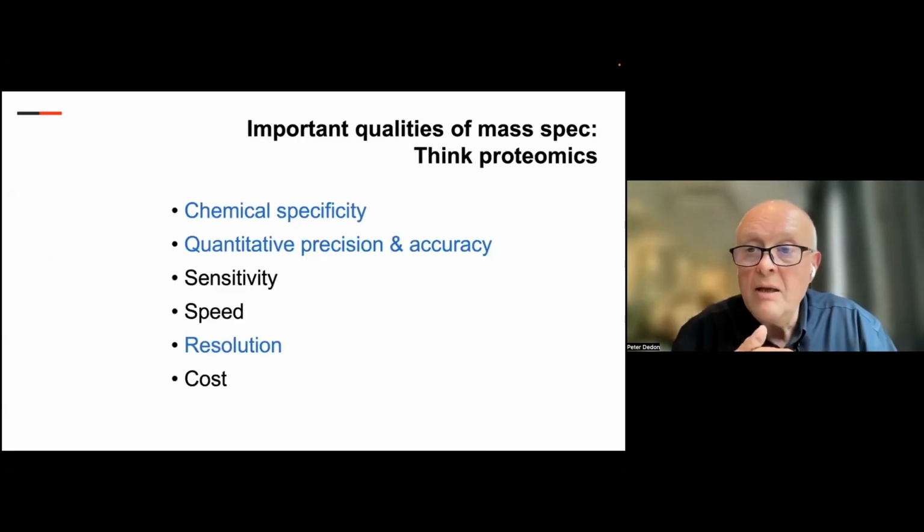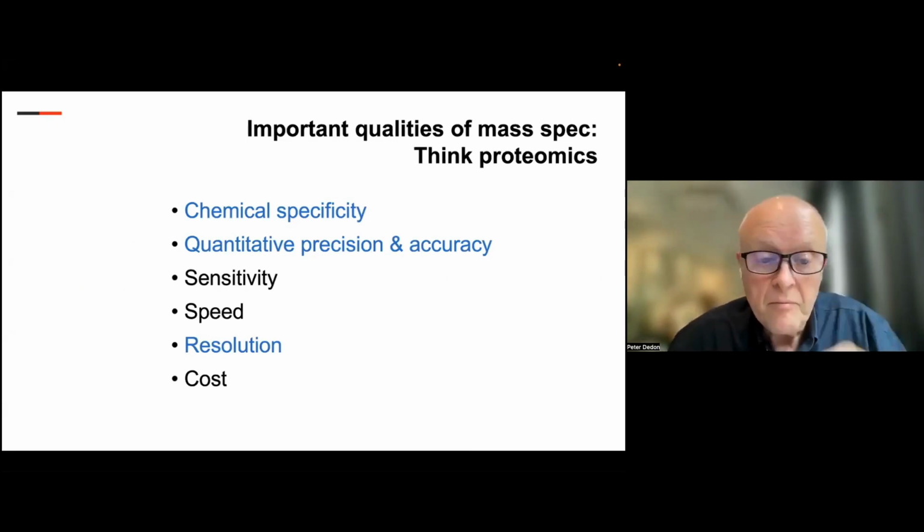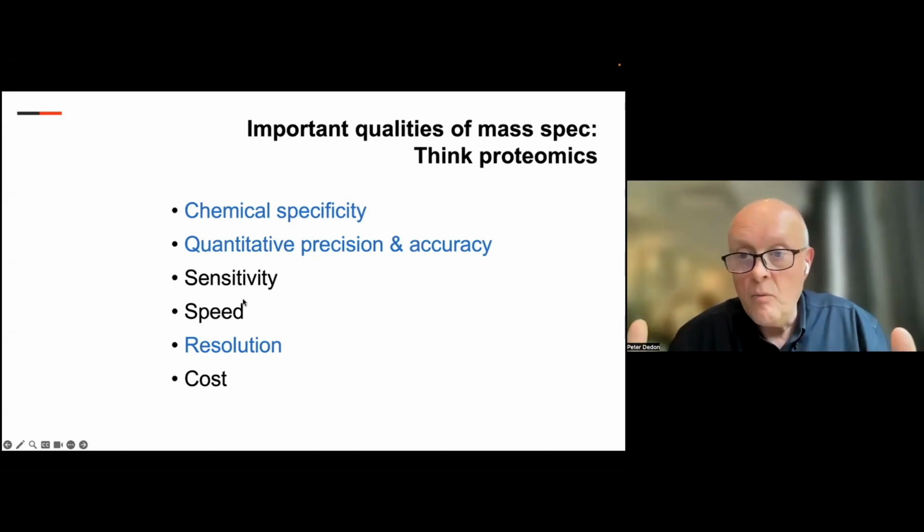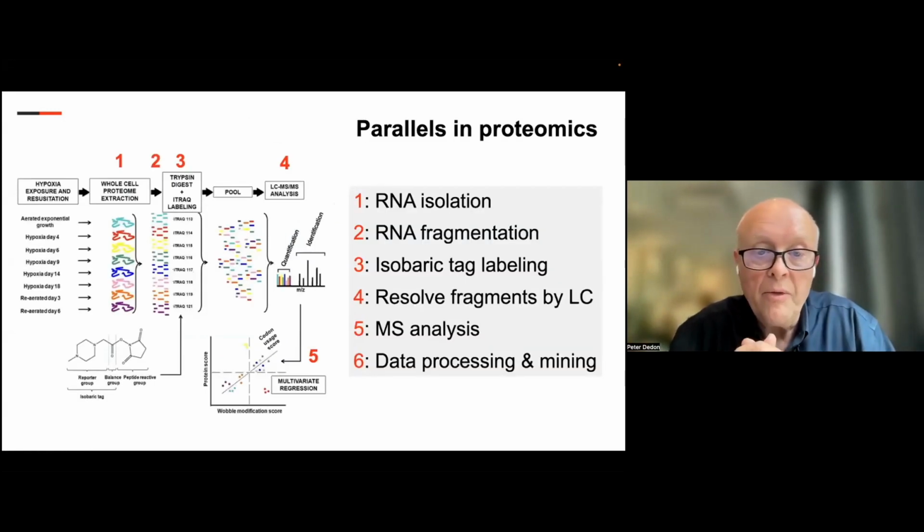Mass spectrometry, as you've heard from Shenglong already, has some unique qualities to take advantage of. The chemical specificity and the quantitative precision are very good, plus the resolution. Now, right now, we face some problems of sensitivity, speed, and cost, and we're all working toward making this a far more facile and affordable approach.